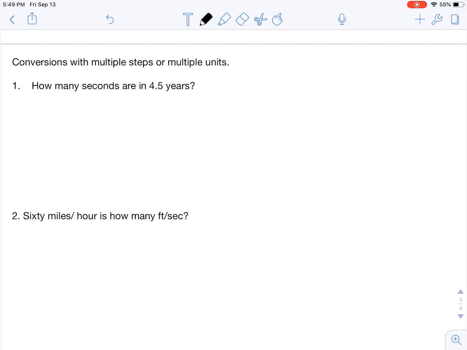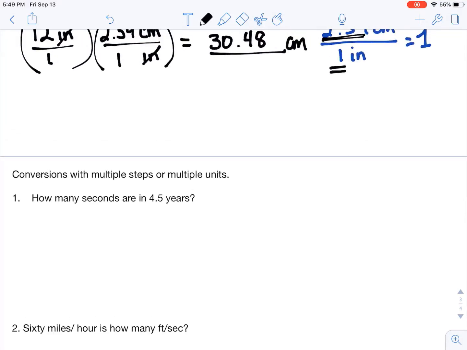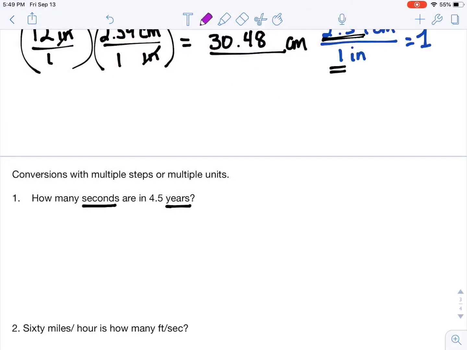So when we start to become more complex, right, we're going to have multiple steps or multiple units involved. We need multiple conversion factors in order to help us. Okay, so here I'm going from seconds to years. So I'm giving this to you, and let's say I'm not letting you look anything up, but we know a bunch of relationships about time. So I'm just going to write my relationships over here.